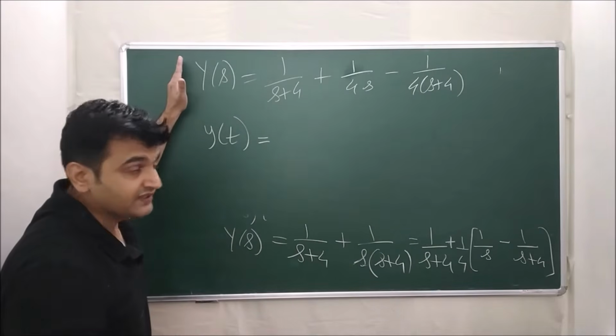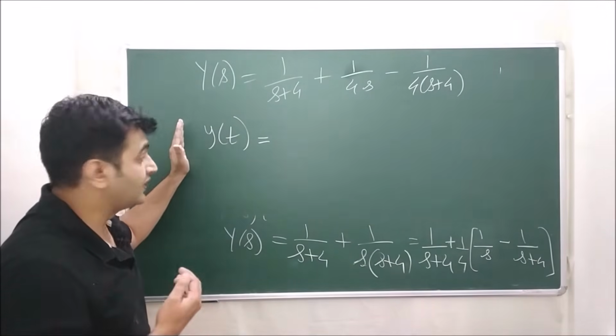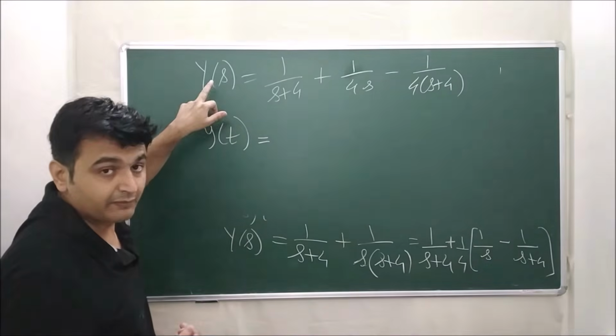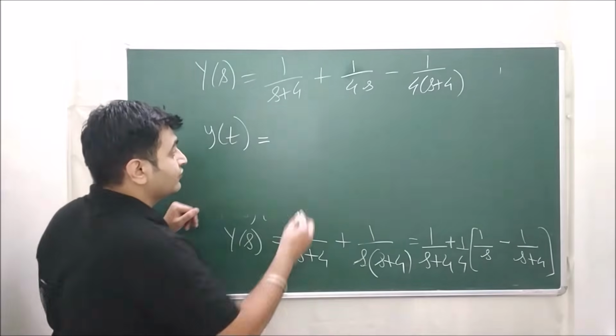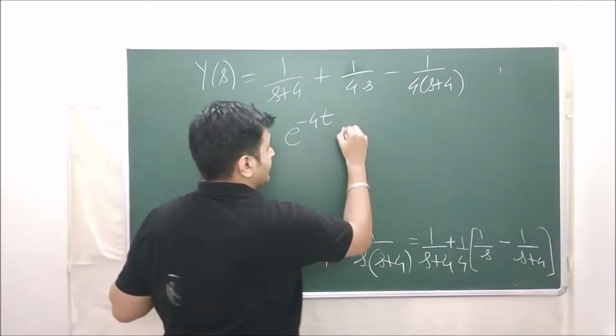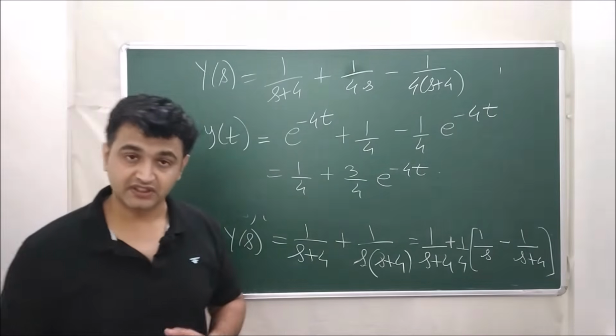So this was my Y of s. You take the Laplace inverse. So Laplace of y was Y of s. So Laplace inverse of Y of s is y of t. What is Laplace inverse of 1 upon s plus 4? It is nothing but e raised to minus 4t. And this is the solution for the given differential equation.